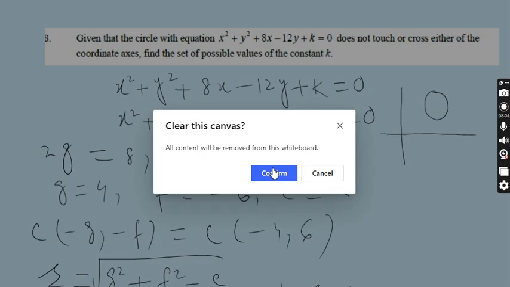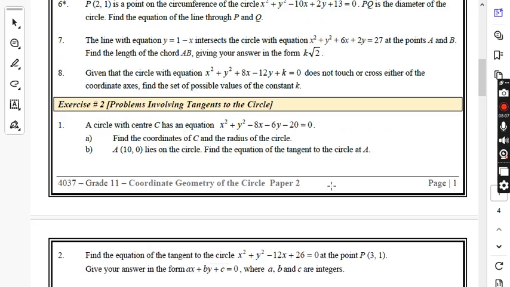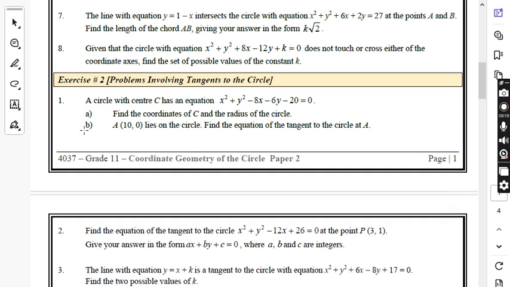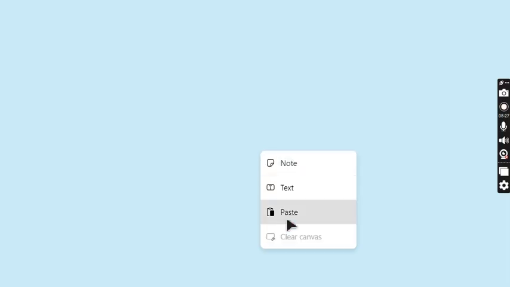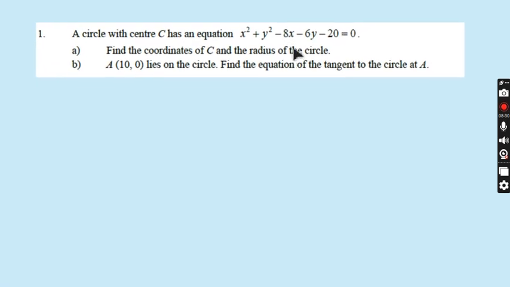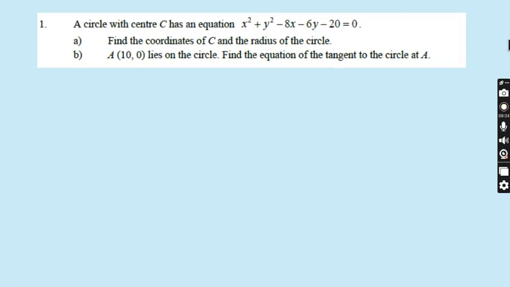After finishing this exercise, we are going to start exercise 2. The topic of exercise 2 you can see on your screen: problems involving tangents to the circle. Question number 1. A circle with center C has the equation x square plus y square minus 8x minus 6y minus 20 equals 0. Part A: find the coordinates of C and the radius of the circle.